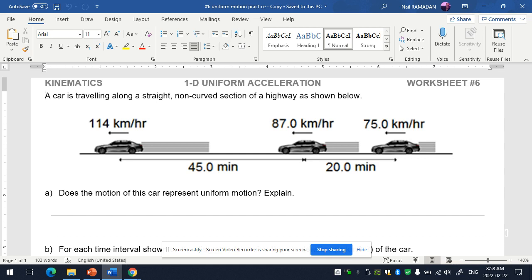Does the motion of this car represent uniform motion? How many people say yes? How many people say no? Okay. Who said yes again? Okay. Umayma, you said yes? Okay. Can you explain to me why you claim that this car represents uniform motion?